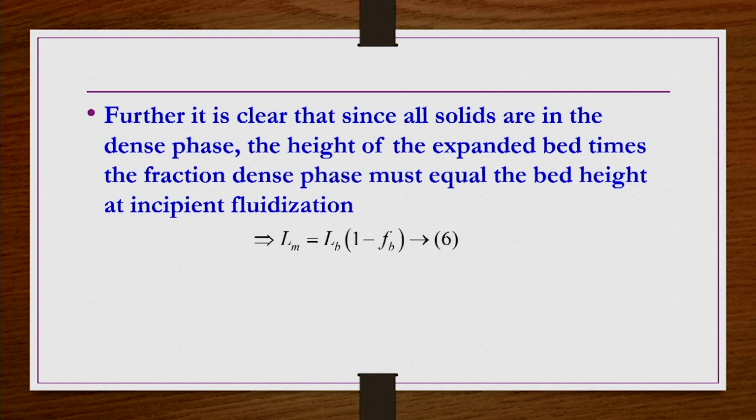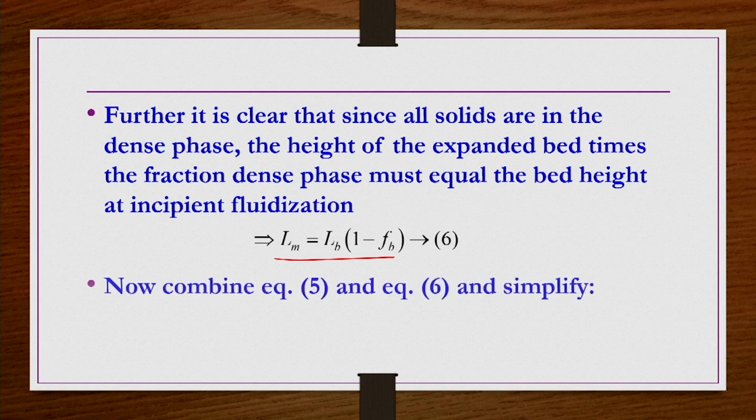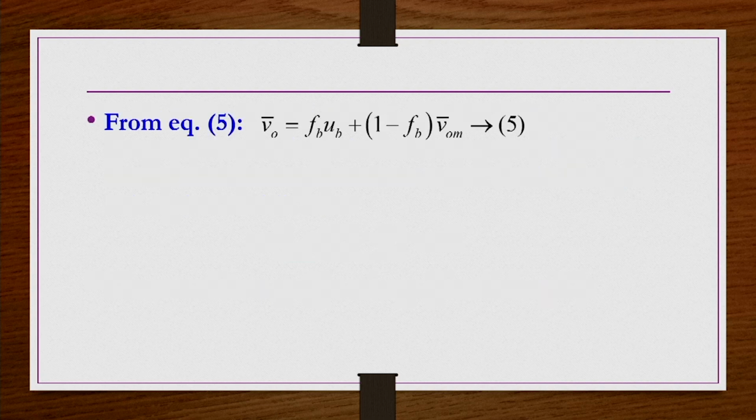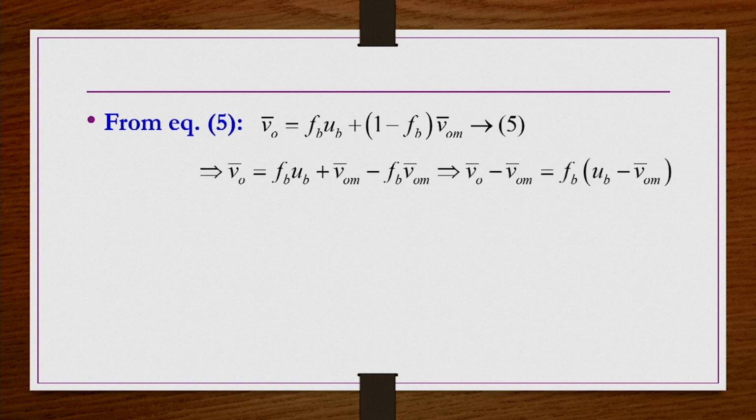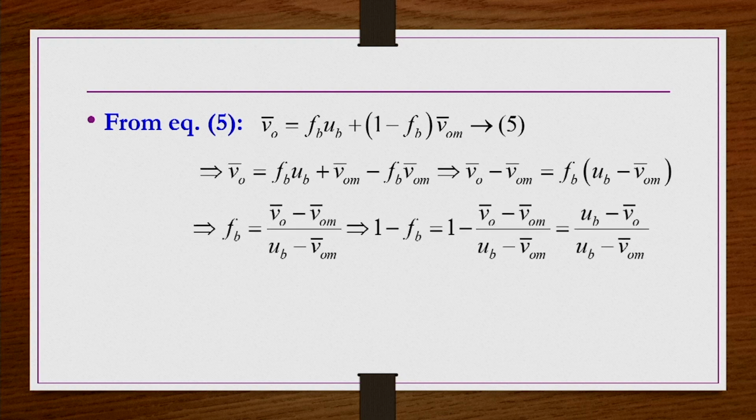Bed expansion also we can see: the height of the expanded bed times the fraction of dense phase must equal the bed height at the incipient fluidization condition, as I explained using the figure just now. When you combine these equations, from equation 5 we have this equation. Expanding it, you can write FB is equal to V naught bar minus Vom bar divided by UB minus Vom bar. From here you get 1 minus FB.